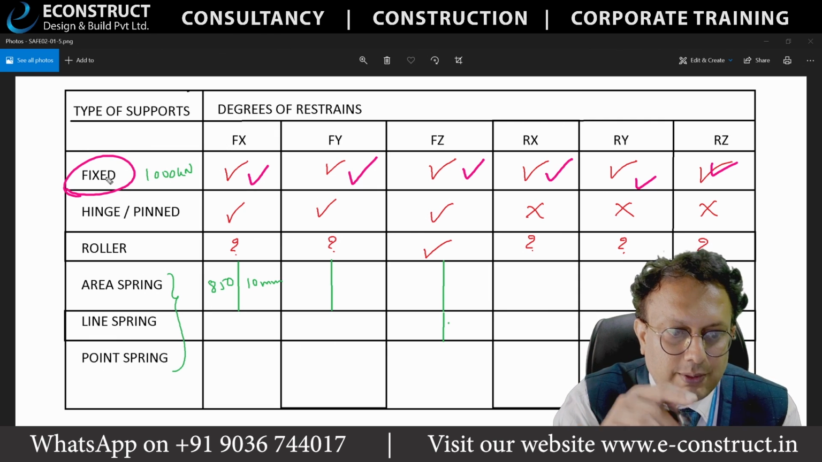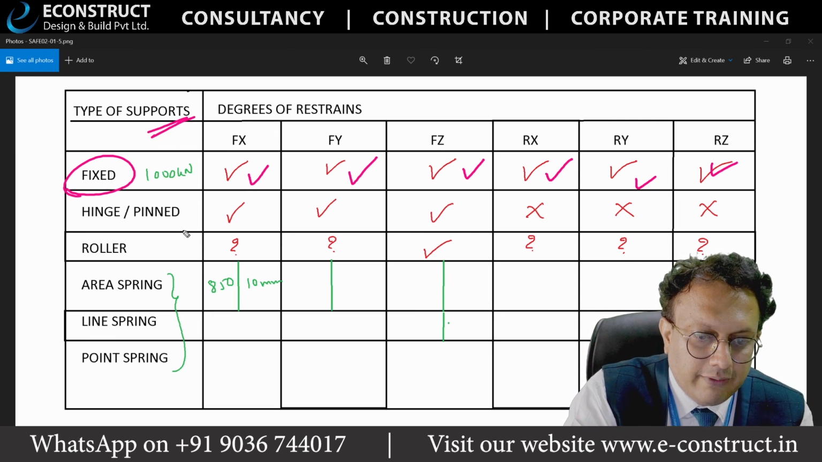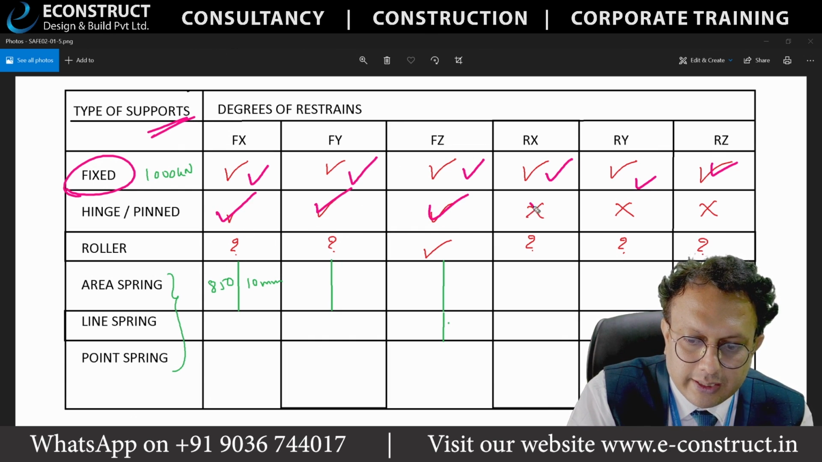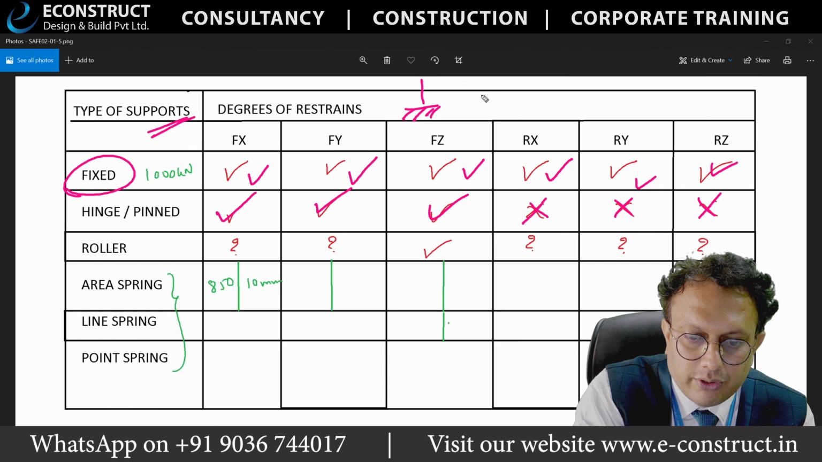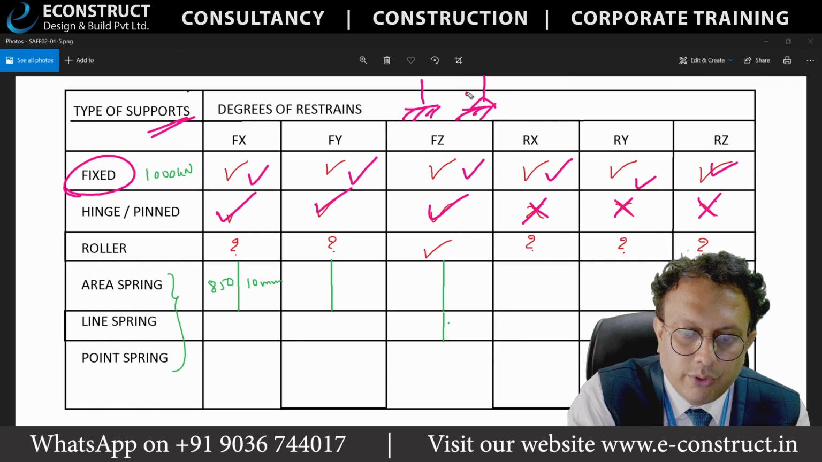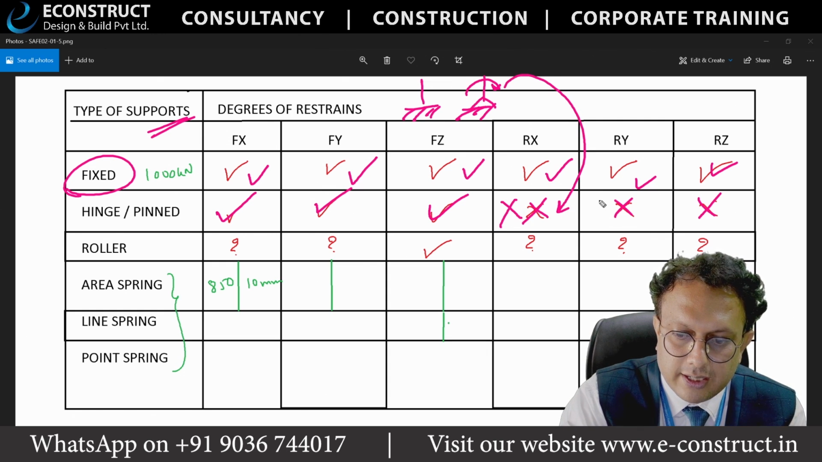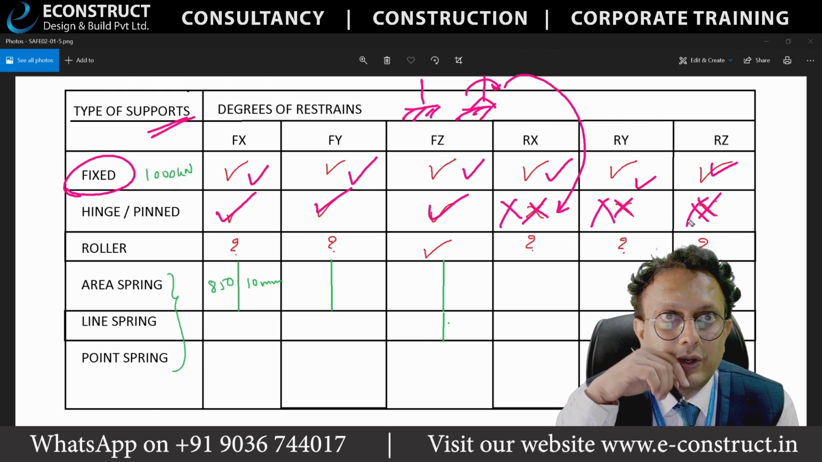These are the types of supports I am telling you. When it comes to the hinge, you will get only Fx, Fy, Fz. You will not get Rx, Ry, Rz. Why? Because the first one is the fixed support, second one is the hinge support. In the hinge support, the rotation is allowed. That's why this one will be 0. Do you agree?